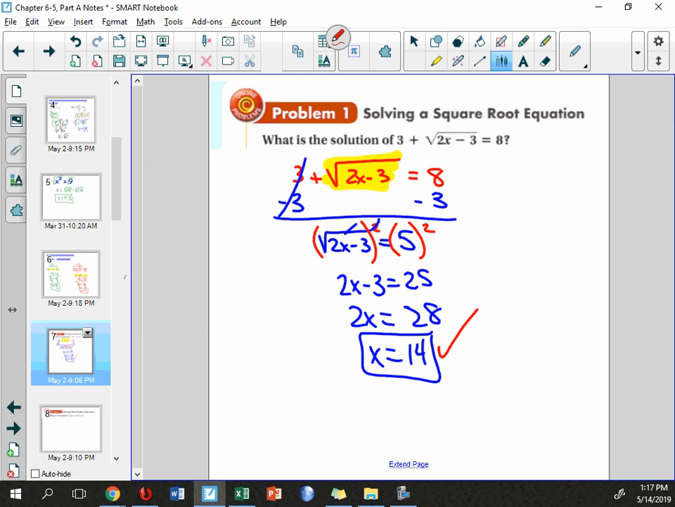Okay? There's not a case 2 in this one. And the reason why there's not a case 2 is because I didn't take a square root or a 4th root or a 6th root. You only have case 1 and case 2 whenever you are going to have an even root.